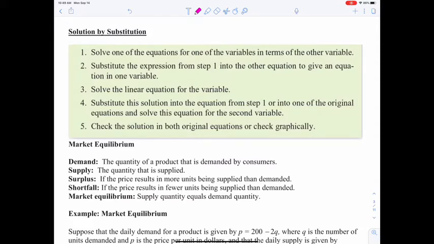Substitute this solution into the equation from step 1 or into one of the original equations and solve this equation for the second variable. And then this is important here, number 5. Check the solution in both original equations. That's the important part, the original equations, because if you use one of your newer equations that you've modified or manipulated, you could get what seems like the right answer, but it could still be wrong because maybe you made a mistake earlier.